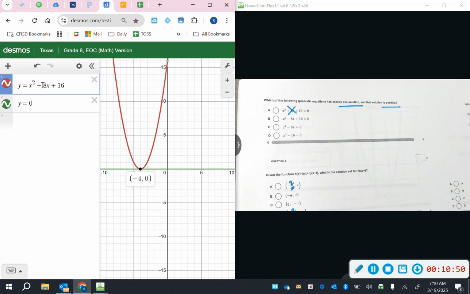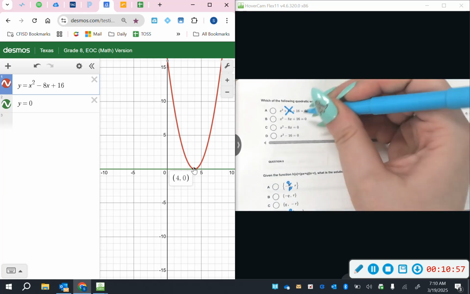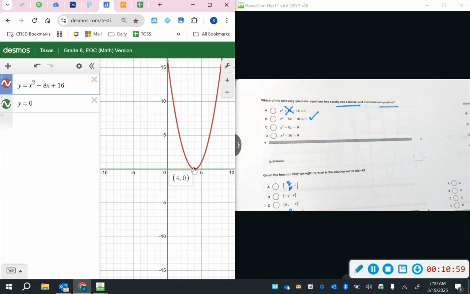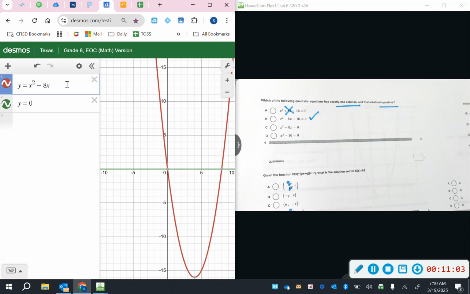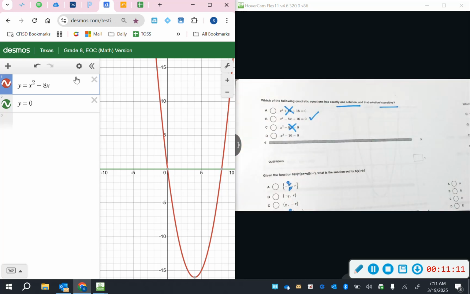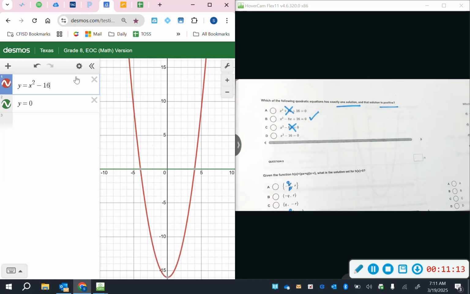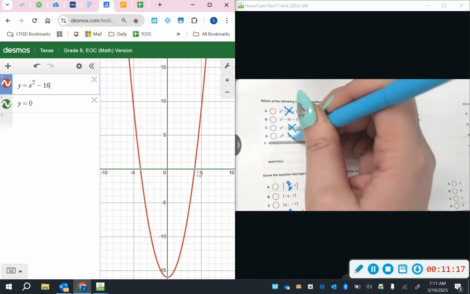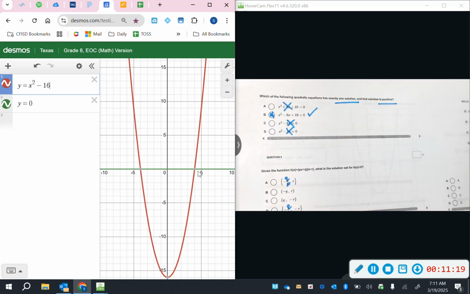So now we're going to put minus 8x plus 16. This one's at +4. That's looking pretty good. Let's try just minus 8x. Nope. I already know it has two solutions. It crossed my line twice. Let's try minus 16. Nope, it crossed my line twice. Our answer has to be B.